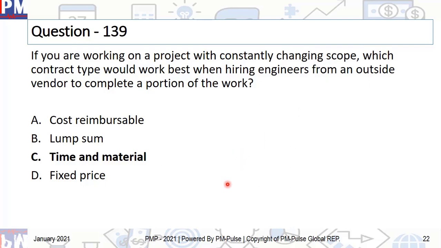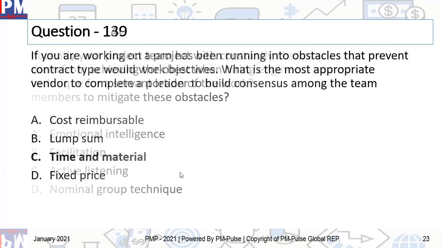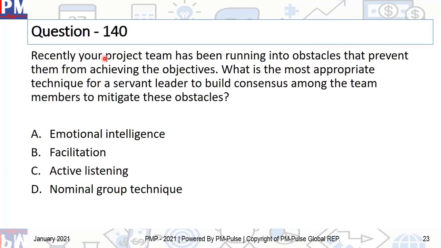If not, bye bye. Lump sum is another name for fixed price, and cost reimbursable is done for research and development situations. And again, for cost reimbursable, you don't hire engineers. You simply give it to the vendor to do it themselves. So the moment you talk about hiring engineers, you talk about time and material. All right, let's move on to question number 140.